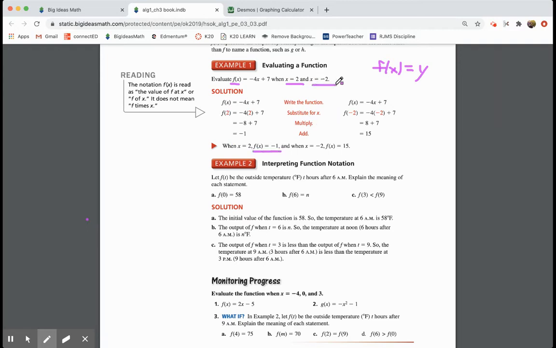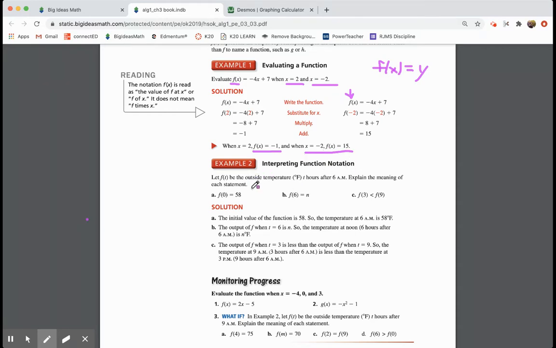Now we have to solve for when x is negative 2. So again, we're just plugging that in for x. Don't worry about this side. So negative 4 times negative 2. Negative 4 times negative 2 is positive 8. And then we still have that plus 7. 8 plus 7 is 15. So when x is negative 2, f of x will be 15. Those are your answers.